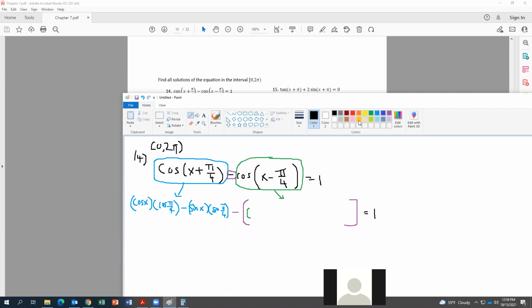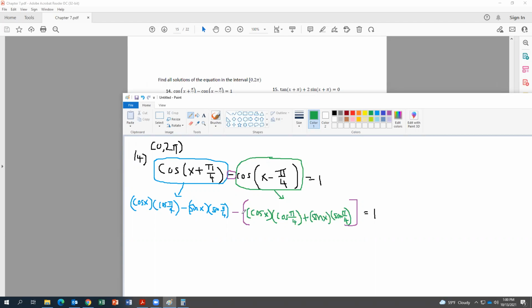Isn't it the same thing but with a positive? So it should be cosine pi over 4, plus or minus? I think plus, which is one. Plus sine x and sine pi over 4. Yep. And don't forget, this all equals 1 because we're solving an equation here.